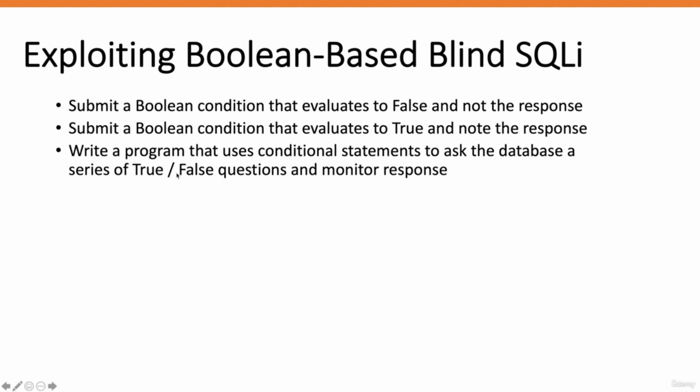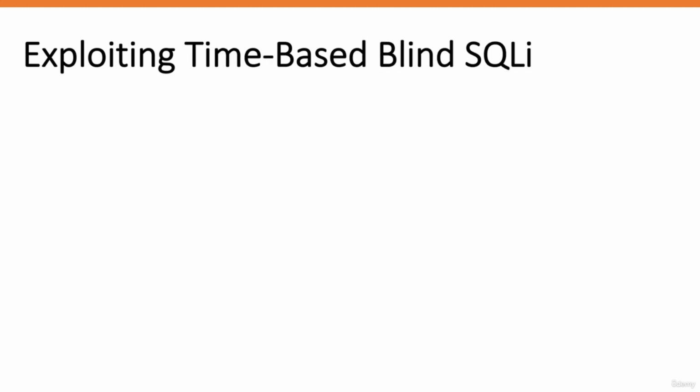And the way to exploit that, we already talked about that, is to write a program that uses conditional statements to ask the database a series of true and false questions, and then monitor the responses. If the response is the same as the response you got when it evaluated to true, that means the question that you're asking the application is true. If the response is the same as the response that you got when you forced the false statements, that means the question that you're asking the application is false. And that's how you extract data from the database when it comes to Boolean-based blind SQL injection.